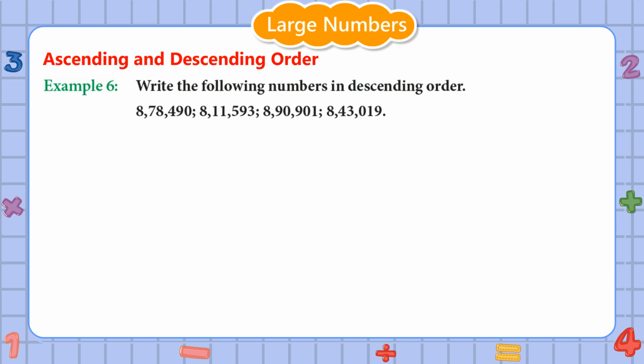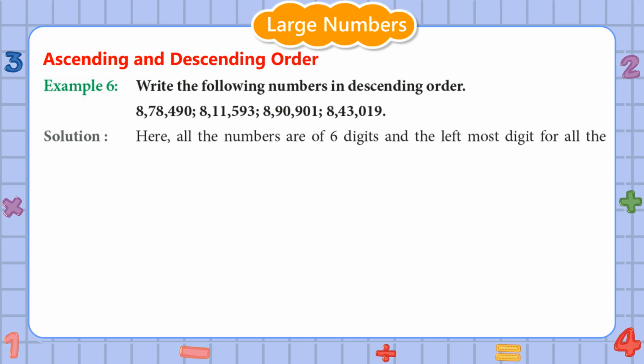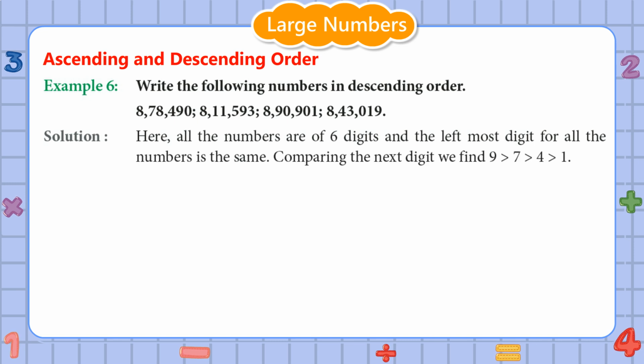Example 6. Write the following numbers in descending order: 8,78,490, 8,11,593, 8,90,901, 8,43,019. Solution. Here, all the numbers are of 6 digits, and the leftmost digit for all the numbers is the same. Comparing the next digit, we find 9 is greater than 7, is greater than 4, is greater than 1.